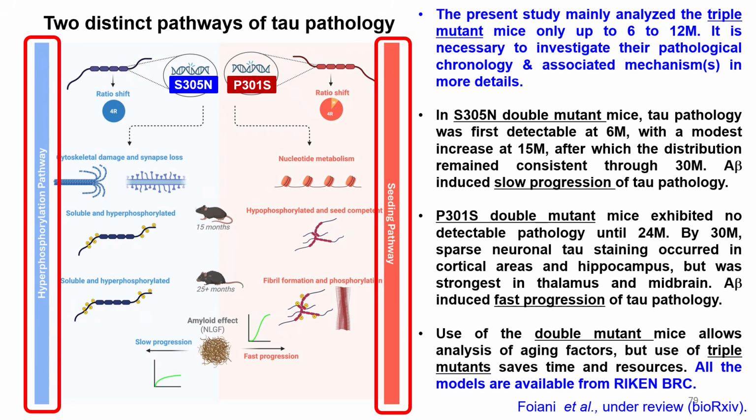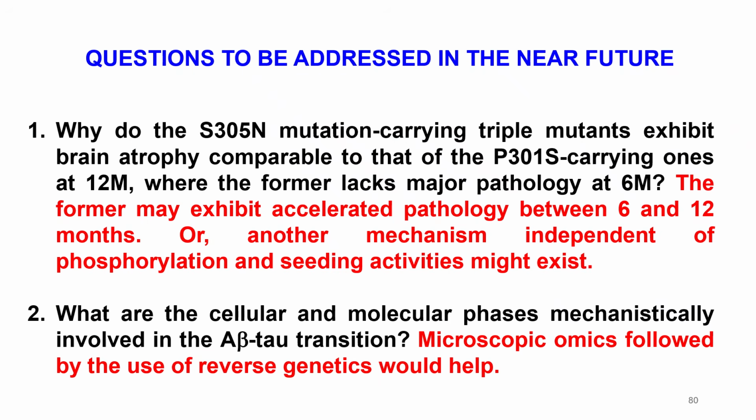Several important questions remain to be addressed in the near future. Here are two of them. First, why do the S305N-carrying triple mutants exhibit brain atrophy comparable to that of P301S-carrying ones, where the former lacks any major pathology at 6 months? The former may exhibit accelerated pathology between 6 and 12 months, or another mechanism independent of phosphorylation and seeding activities may exist. Second, what are the cellular and molecular phases mechanistically involved in the A-beta-tau transition? Microscopic omics followed by reverse genetic approaches would help.